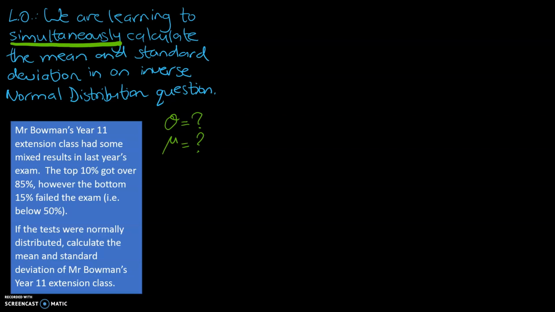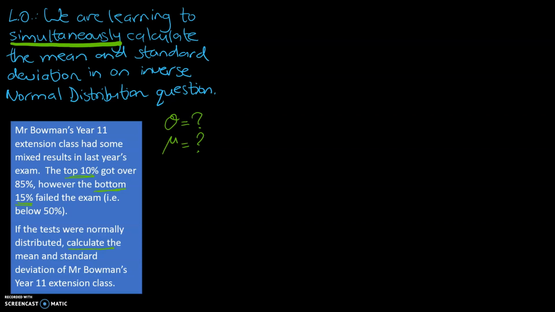I thought the best way to illustrate this skill was through an example, and I've got that in the blue box on the bottom left, and I'll read that out loud. So Mr. Bowman's Year 11 Extension class had some mixed results in last year's exam. The top 10%, I'm going to underline that, the top 10% got over 85%. However, the bottom 15% failed the exam, i.e. below 50%. If the tests were normally distributed, calculate the mean and standard deviation of Mr. Bowman's Year 11 Extension class.